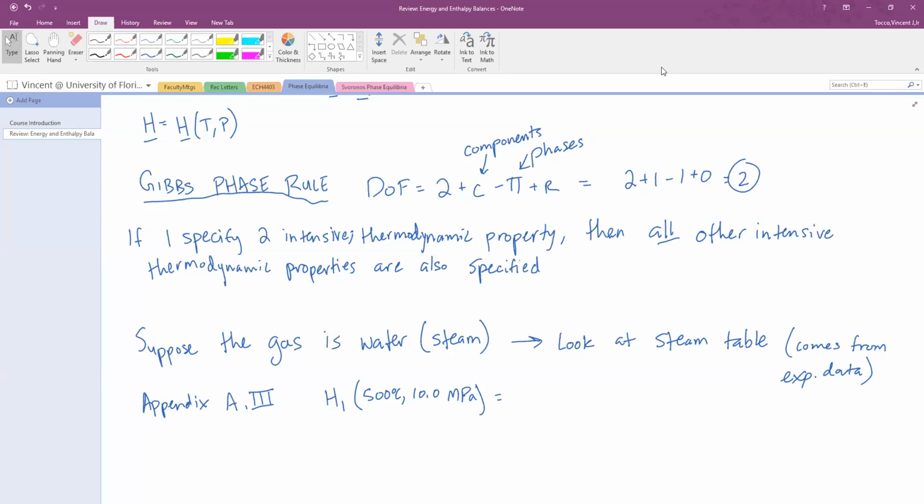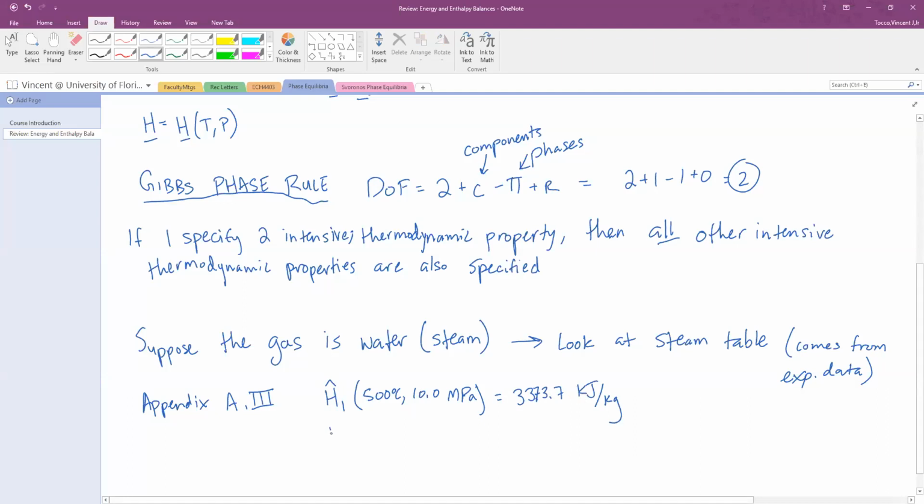And I find that at 10 megapascals and 500 degrees C, my specific enthalpy of water. So this is important. Sandler gives you H hats in the back here, not H underbar. So this is per kilogram. It's 3373.7 kilojoules per kilogram.